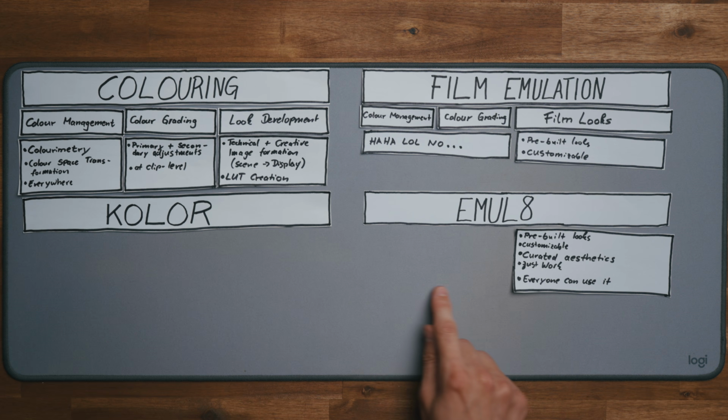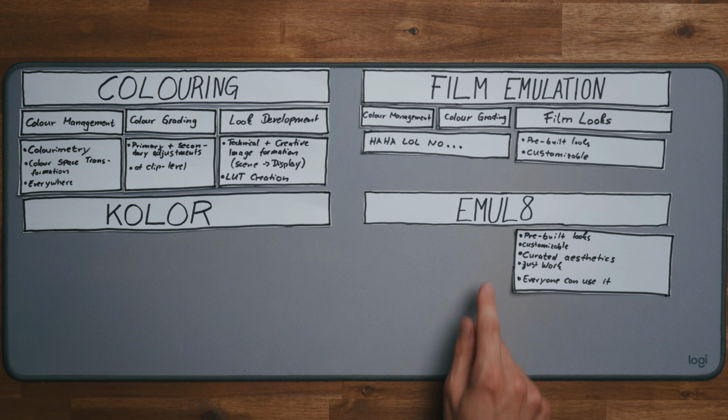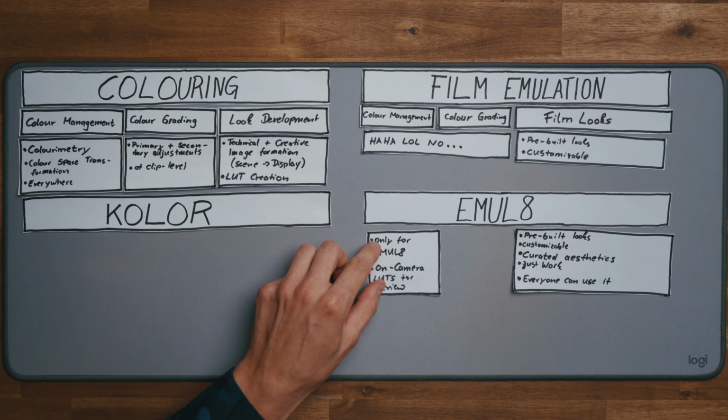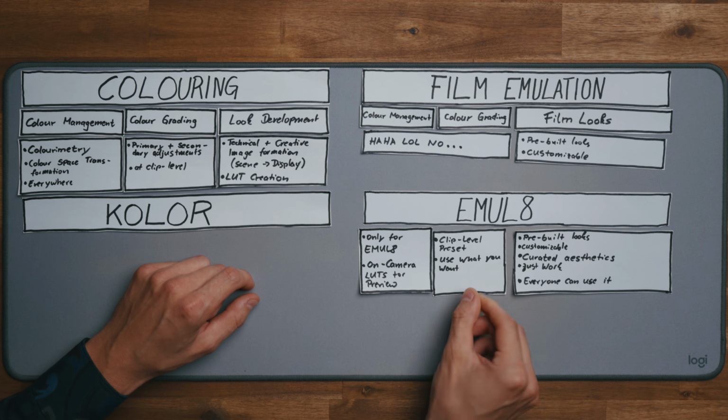However, I wouldn't be who I am if I just left a big fat hole here. This is why Emulate already comes with everything you need, despite being a film emulation tool first and foremost. For color management, we have Emulate Camera and on-camera monitoring LUTs, so you can see your final image already when shooting. And for color grading, we even have a little plugin to help you out.